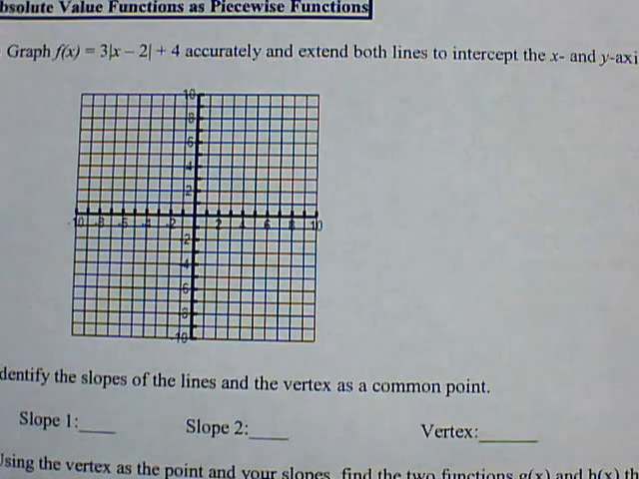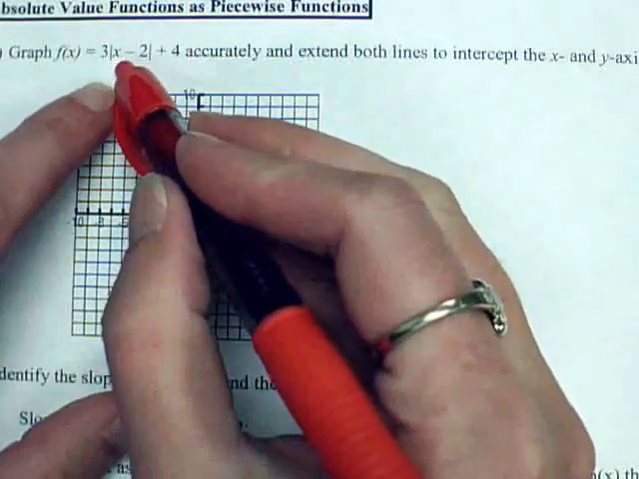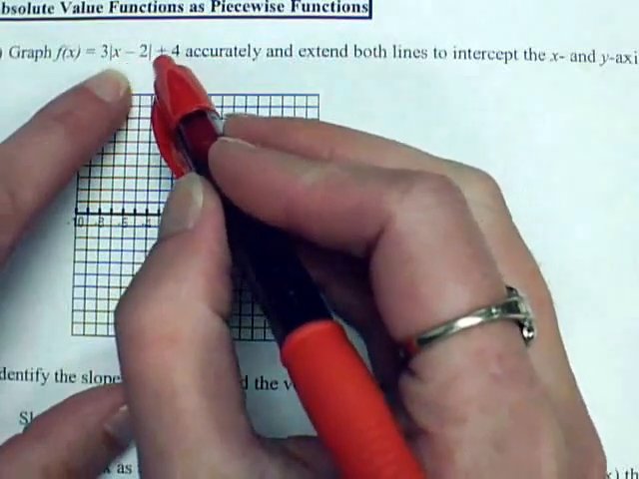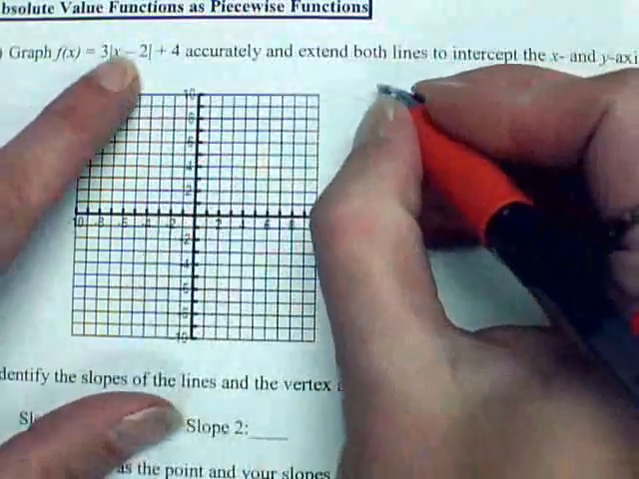Okay, we're going to keep looking at absolute value functions in a lot of different ways here. Let's graph an absolute value function: 3 times the absolute value of x minus 2, plus 4. Now remember, the x minus 2, when we subtract in there, it moves it to the right.